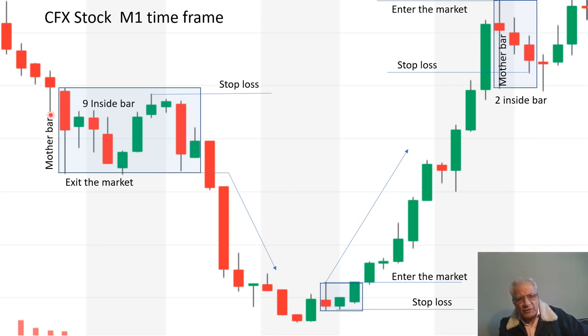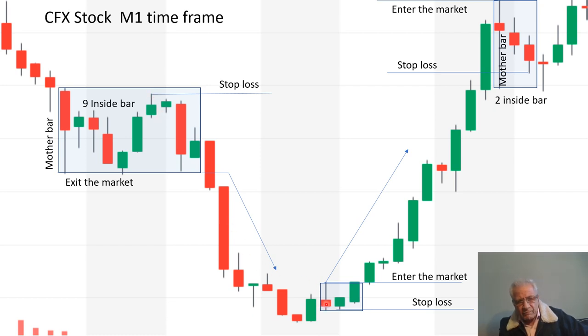because the price after this long quiet days, the trend is going to go downward sharply. Now you put your exit at the low of the mother bar. That's the low of the mother bar. You put your exit here. That's exit of the market, and you put your stop loss at the high of the inside bar. So this is the high of the inside bar.